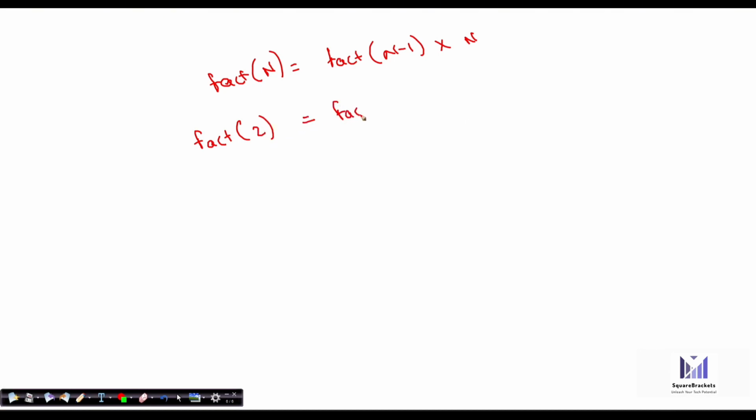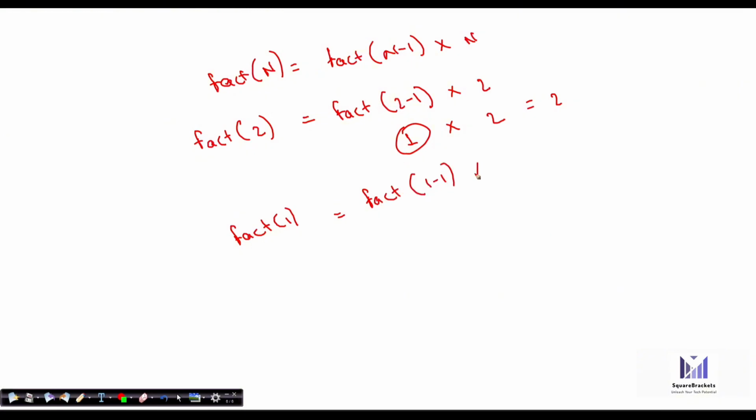So it becomes factorial of 2 is factorial of 2 minus 1 into 2. So I can say 2 minus 1 is 1 into 2. Okay, that is 2. Now after that n becomes 1. So I will write factorial of 1 I have to find out. So that is fact of 1 minus 1 into 1. So 1 minus 1, 0. 0 into 1, 0.